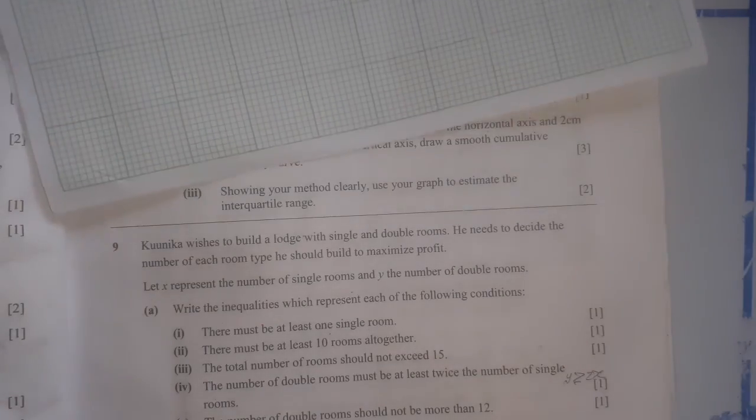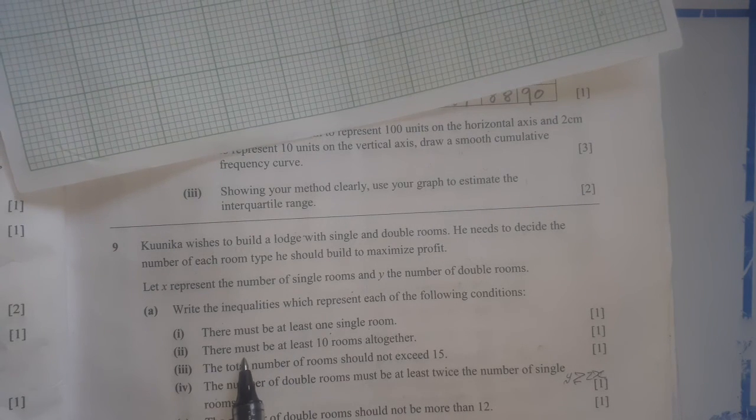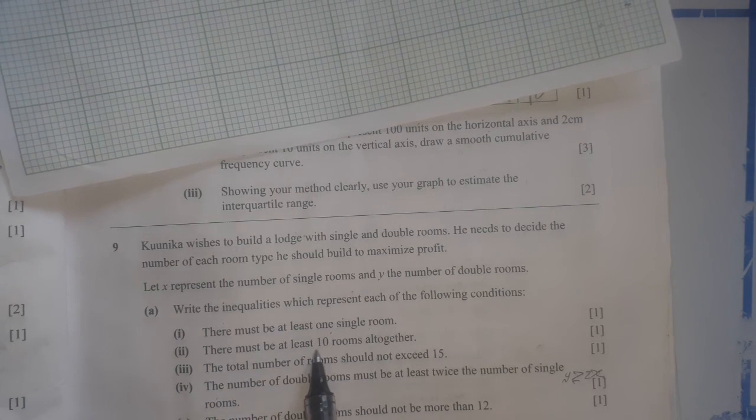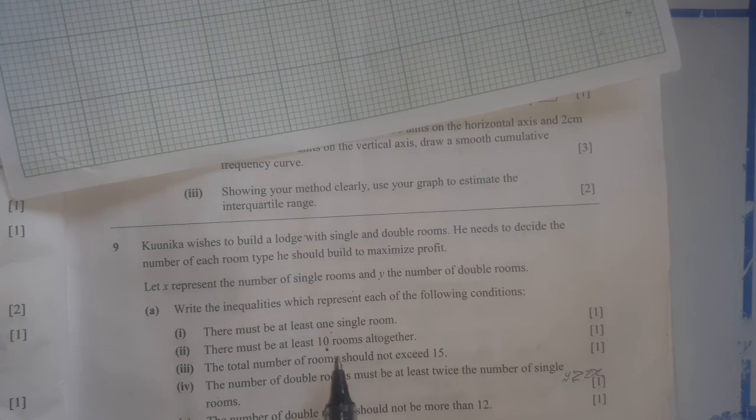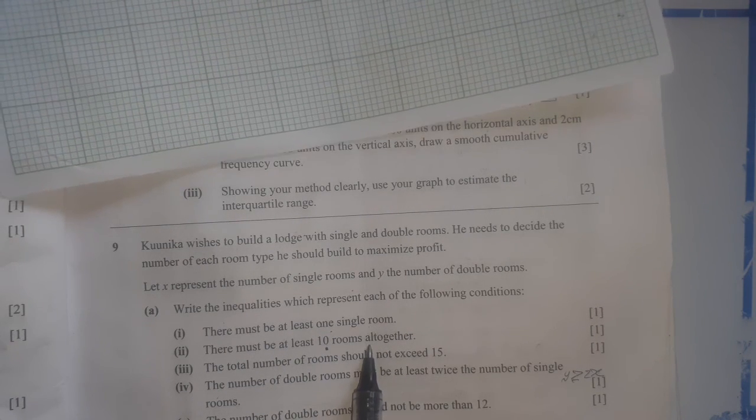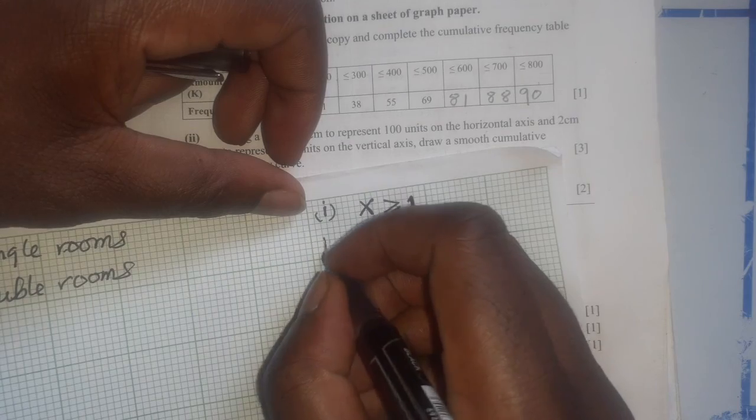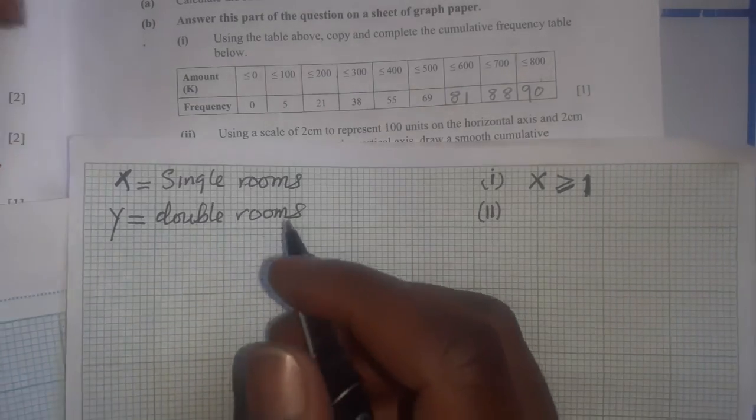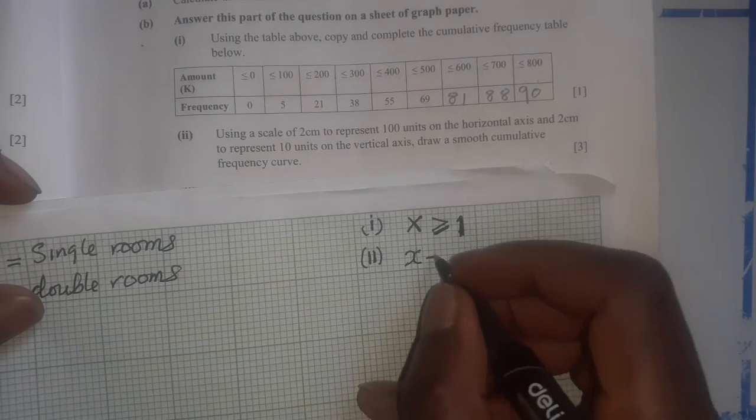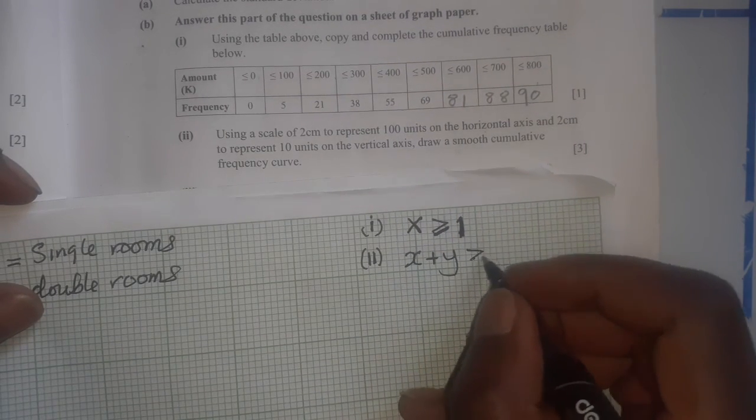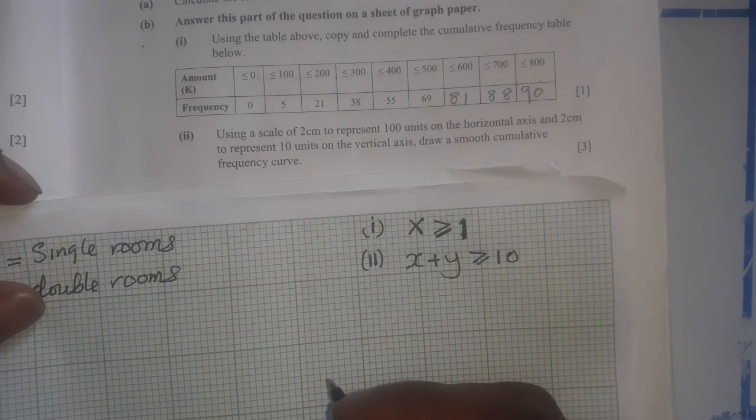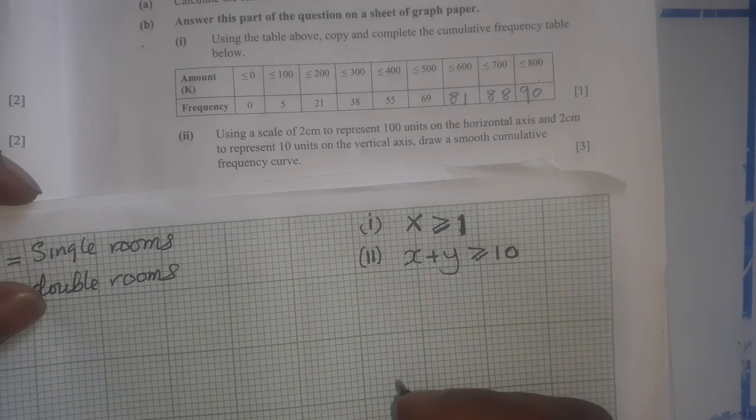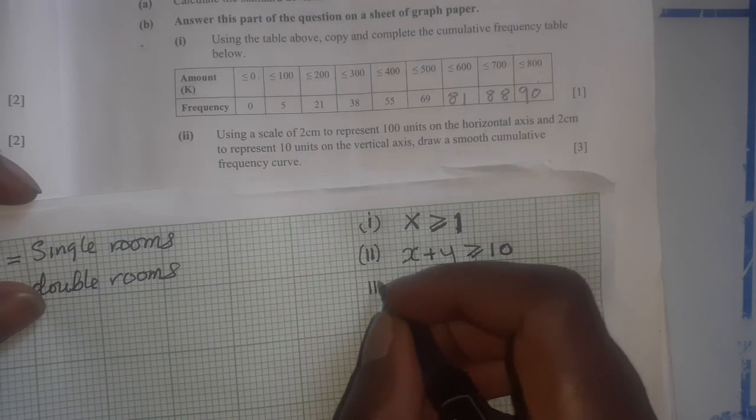We're going to read the second one. There must be at least 10 rooms altogether. There must be at least what? 10 rooms altogether. So what does this mean? When we add the double rooms and the single rooms altogether, they should be at least, the minimum should be 10. So what are we saying? When we add x and y, they should be equal to or greater than 10. Okay? This is our second inequality. So we go to the third inequality.